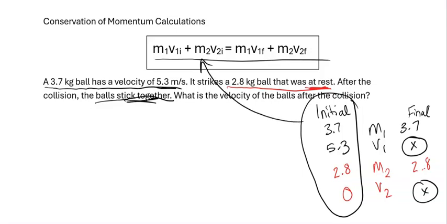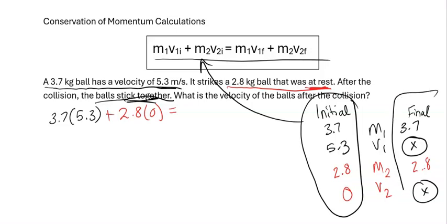I would still recommend just starting like normal and putting all of the values on the left-hand side of your equation. So I'm going to start with my mass of 3.7 times my velocity of 5.3 and add that to my mass of 2.8 that was at rest, so its velocity is 0. Now on the right-hand side, I'm going to have 3.7 times x, because I don't know how fast it's going, plus 2.8 times that same x. I can use the same variable here because they stuck together and they're moving at the same speed.